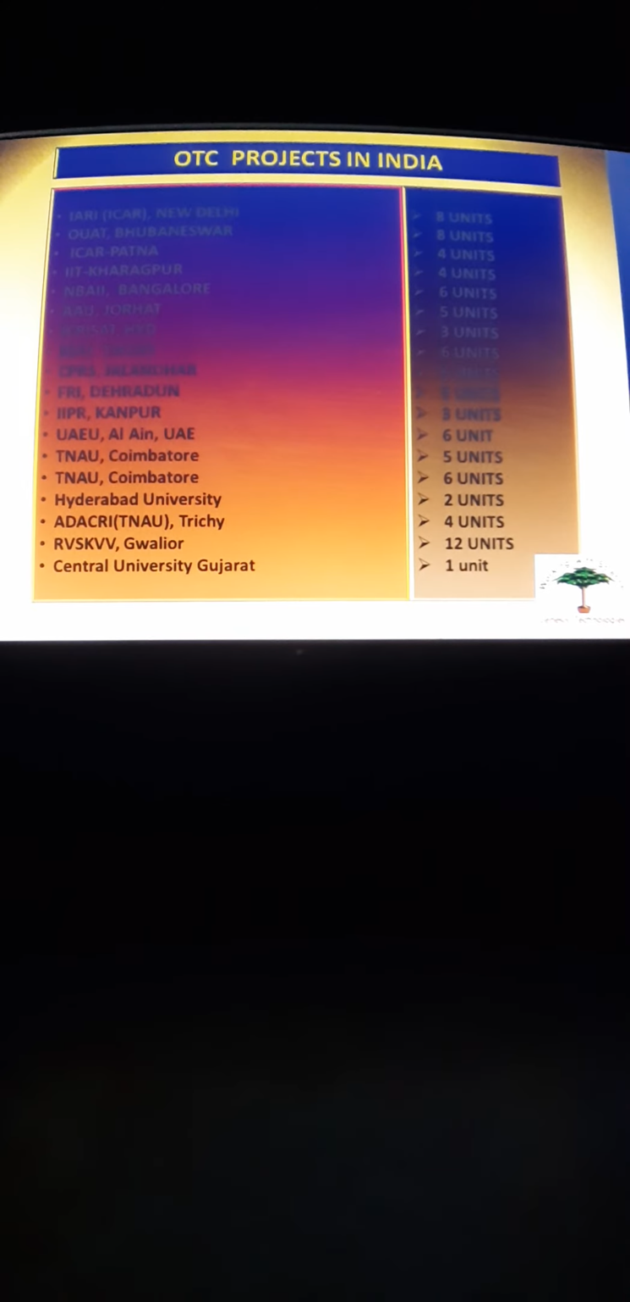So if you see the overall, there are all together many institutes, starting from IARI, OUAT, ICAR Patna, IIT Kharagpur, NBPGR Bangalore, AAU, that is Assam Agricultural University, ICRISAT, Bharathidasan University, CPRI, FRI, IIPR, University of Delhi, Tamil Nadu Agricultural University, Hyderabad University, ADAC&RI, that is part of TNAU, Trichy, RBS, RVSKVV Gwalior, and Central University of Gujarat. In India, beyond that also, there are many institutes where we have done projects, even though those names are not mentioned here.